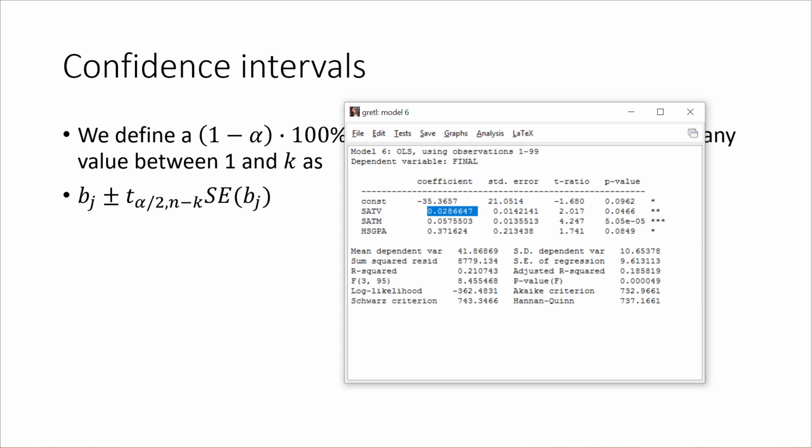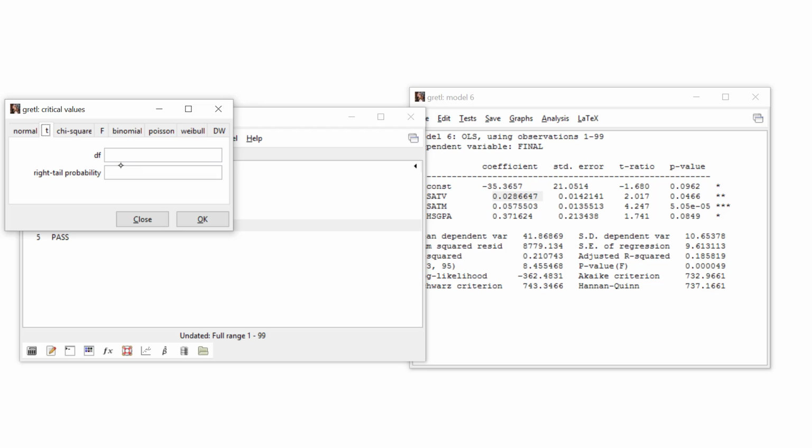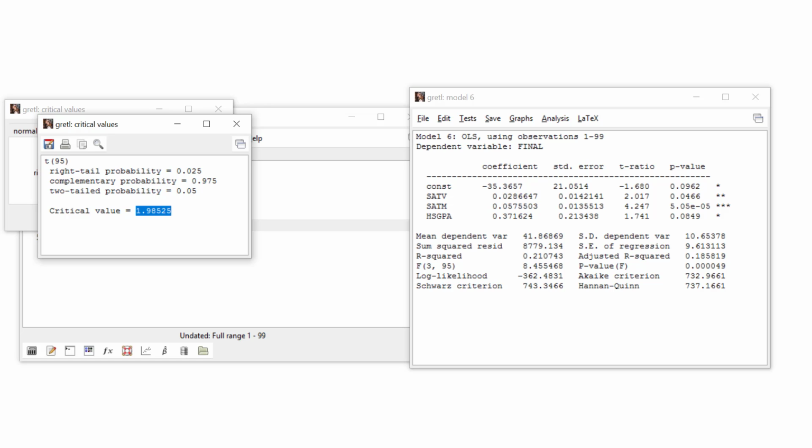So based on a printout like this, it's very easy to get the confidence intervals for each of the betas. For example, if I want the 95% confidence interval for SATV, I take this point estimate plus minus the critical value, which I can find here, statistic tables, T. The degrees of freedom is n minus k. You can see here that n is 99, k is the number of rows here, so 99 minus 4 is 95. If I want to do 5%, then I should put 0.025. So the critical value is this one. The confidence interval for SATV is this number plus minus this number times the standard error.